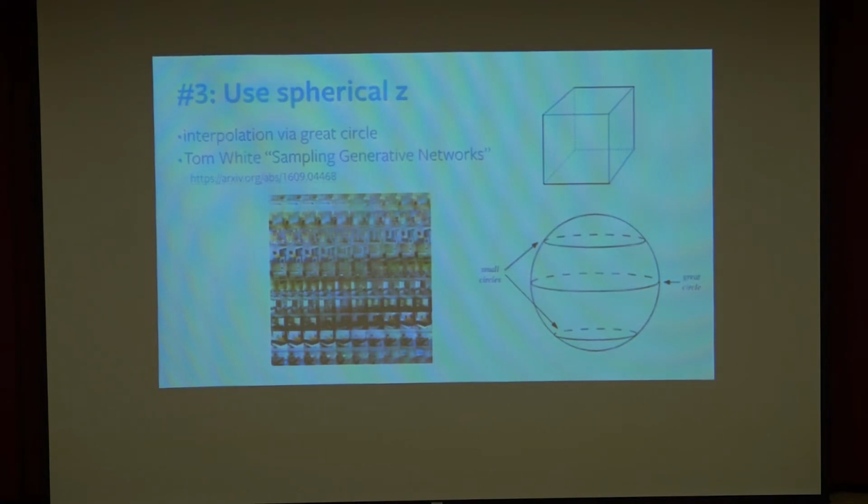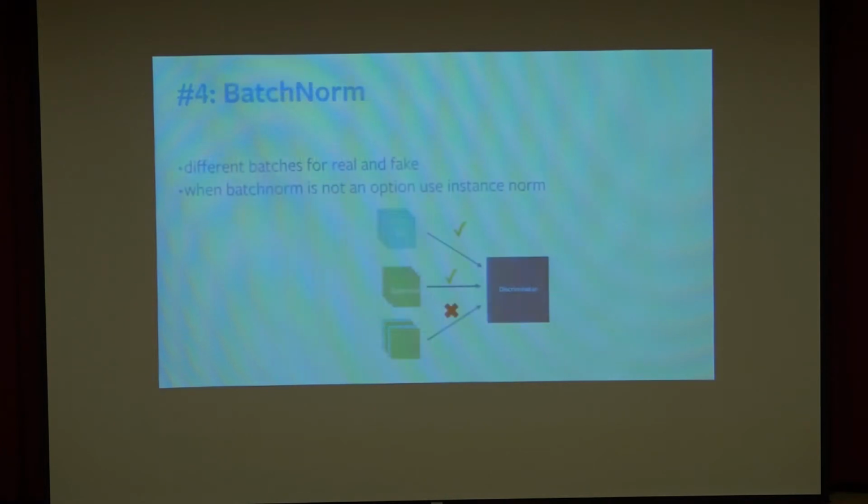So that's just something you should do to get what you want. A lot of people screw this up and they get bad interpolations. The fourth is, if you're using batch norm, try to do different batches for real and different batches for fake.